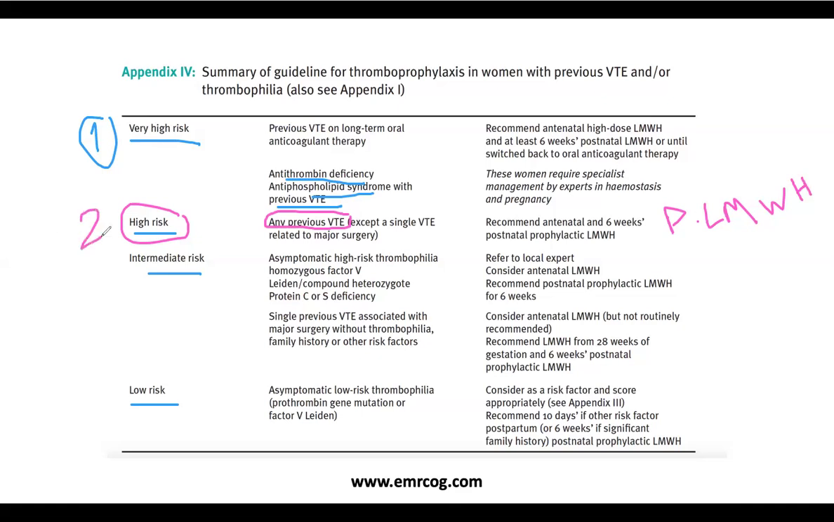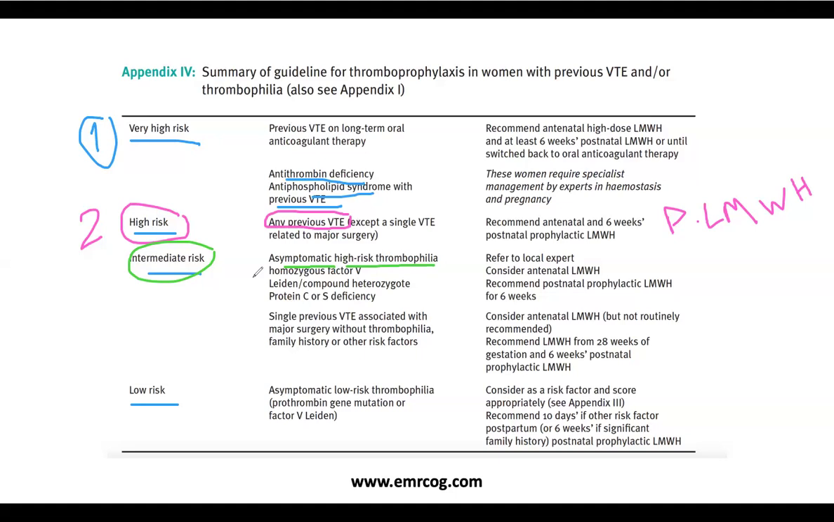This is the group 2. Third group is intermediate risk. And the intermediate risk is like a woman who had asymptomatic high risk thrombophilia. So again, what is the meaning of asymptomatic? That no personal history of VTE. She carries the gene of high risk thrombophilia. Which gene? Like homozygous factor 5 Leiden. Or compound heterozygous.